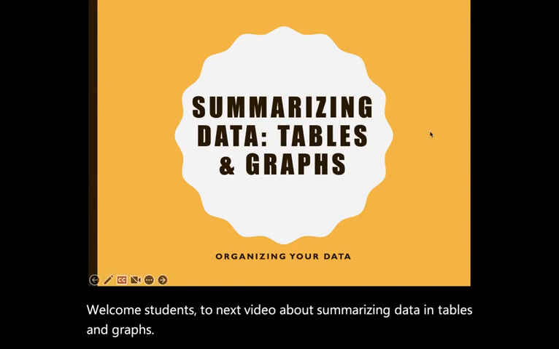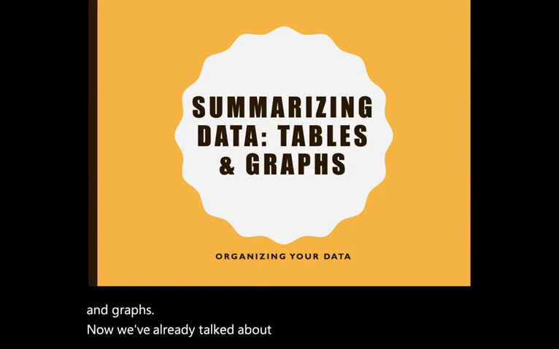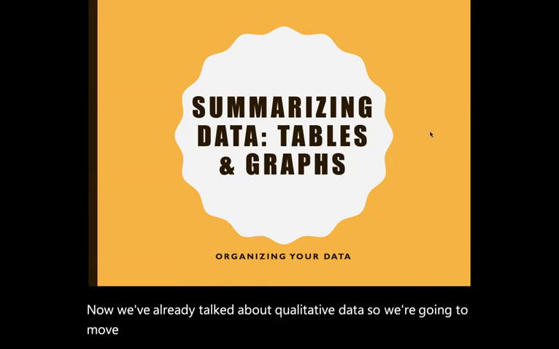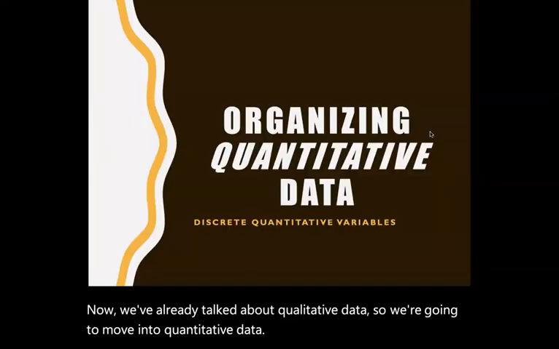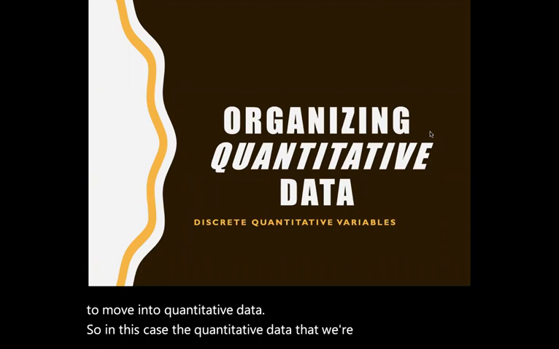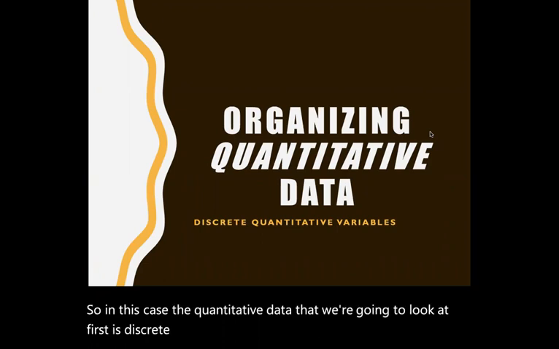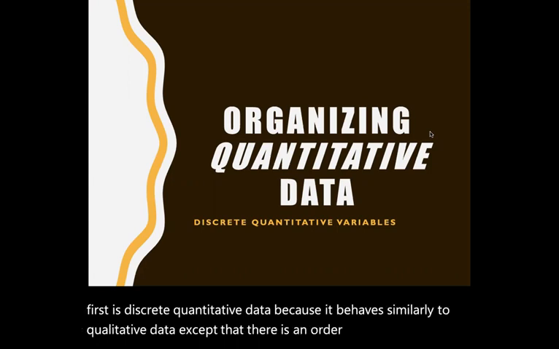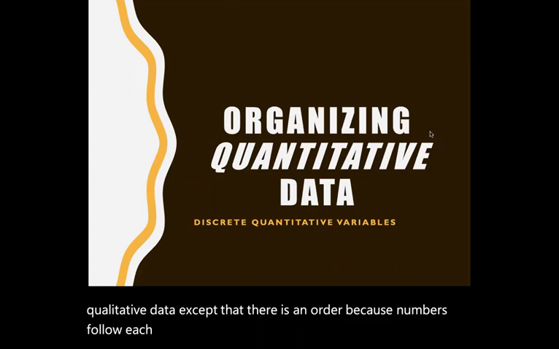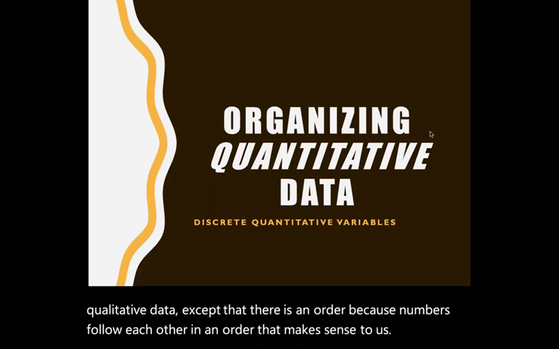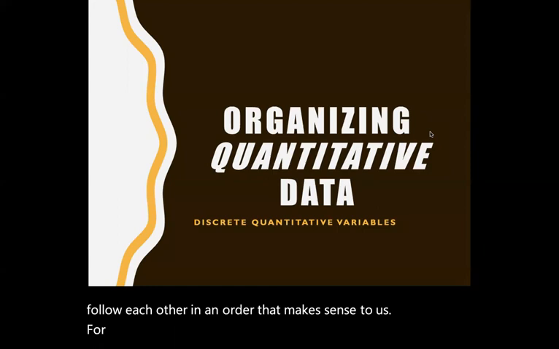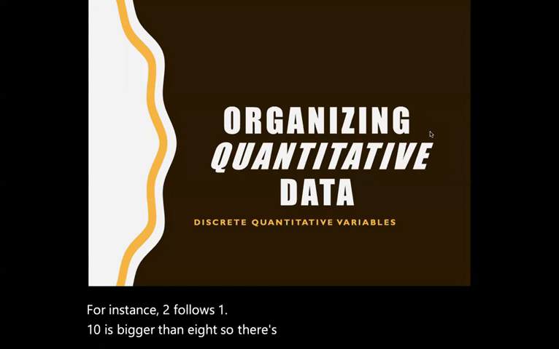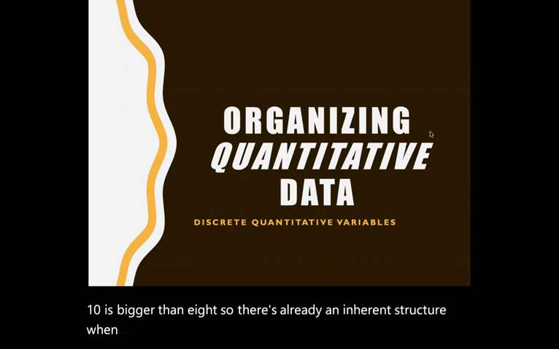Now we've already talked about qualitative data, so we're going to move into quantitative data. In this case, the quantitative data that we're going to look at first is discrete quantitative data because it behaves similarly to qualitative data except that there is an order because numbers follow each other in an order that makes sense to us. For instance, 2 follows 1. 10 is bigger than 8. So there's already an inherent structure when we deal with quantitative data.